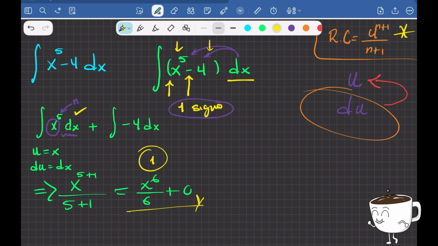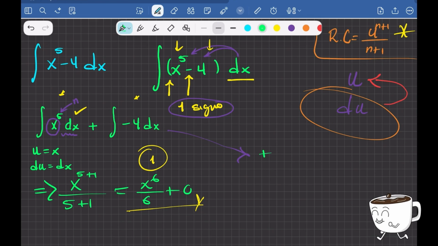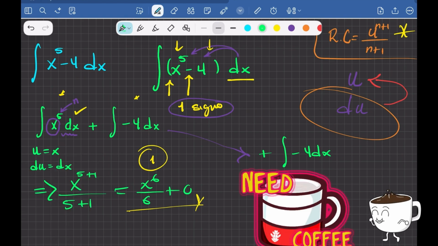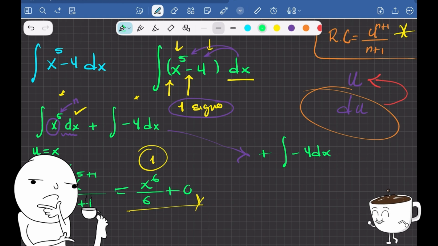Very well, now how do we solve the minus 4 dx? Check it out. I'm going to write it this way: we have the integral of minus 4 dx. Very good. Now there is an important rule that we had not used in the integrals: every number and any sign within an integral, if possible, you take it out and leave it alone.